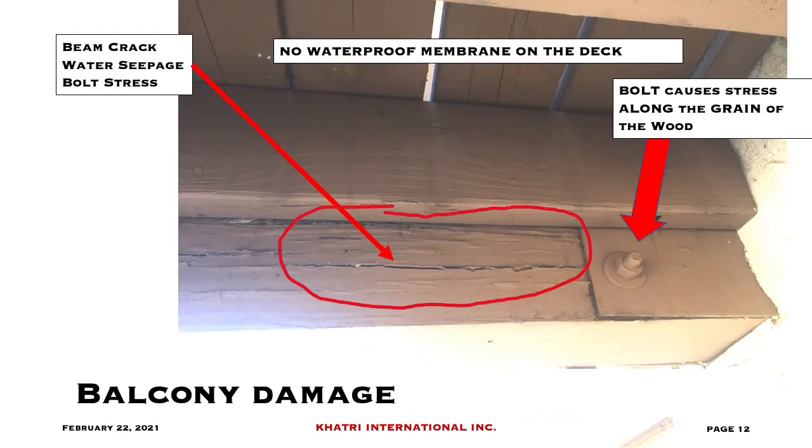And so that same balcony, as you start to examine it a little bit closer, you see where things are starting to come apart. We have beam cracking due to water seepage. You can see evidence of dry rot. The paint is starting to peel. The bolt is causing stress in that wood. This is a connection that is prone to failure because it's splitting that wood in half. And there's no waterproofing membrane.